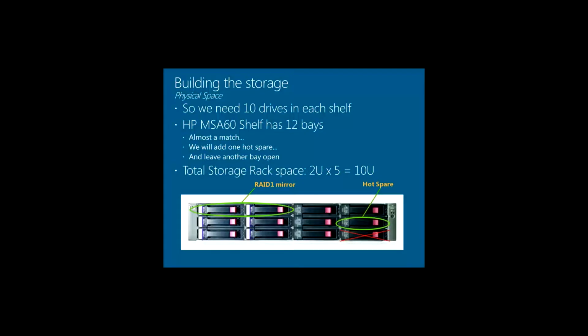MSA 60 is a shelf that happens to be a good match. It holds 12 bays. It has the right characteristics for what we're trying to accomplish there. We only need 10 of those, so we'll put 1 hot spare in each shelf, giving us the ability to repair for any drive that may go bad. And we'll just leave 1 bay empty because we don't really need 2 hot spares. So total rack space 2U times 5 is 10 U's for the storage.